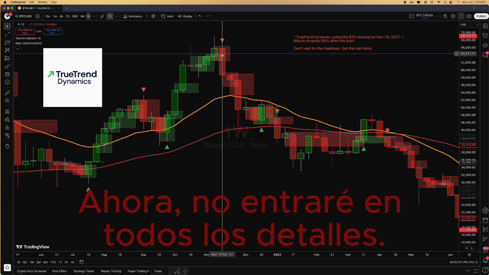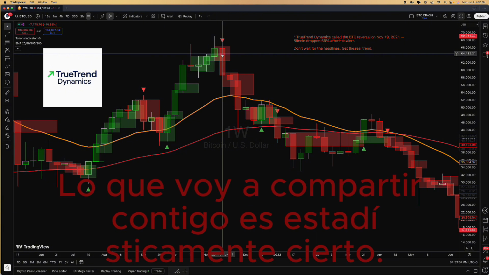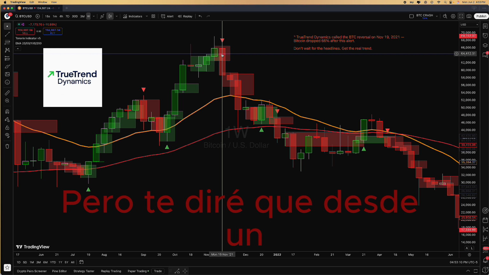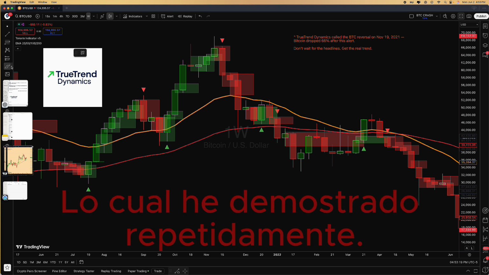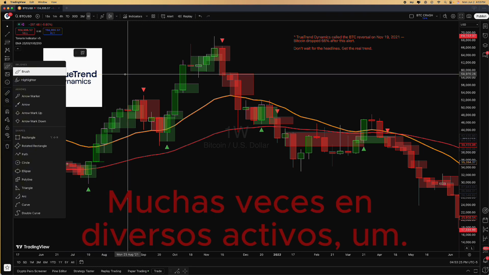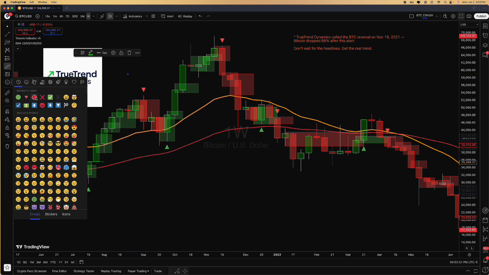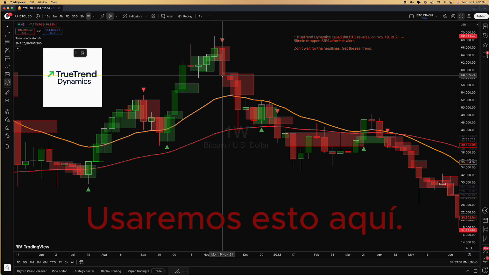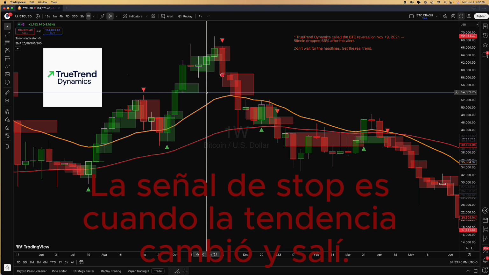Now, I'm not going to get into all the rules and logistics of how I know what I'm going to share with you is statistically true. But I'm going to tell you that it comes from the model that I developed, which I have now proven many times on all kinds of different assets. We'll use this. Right here, the stop sign is when the trend reversed and I got out.